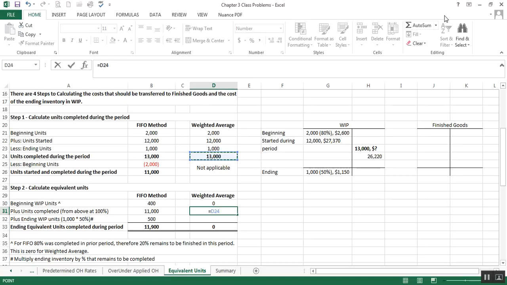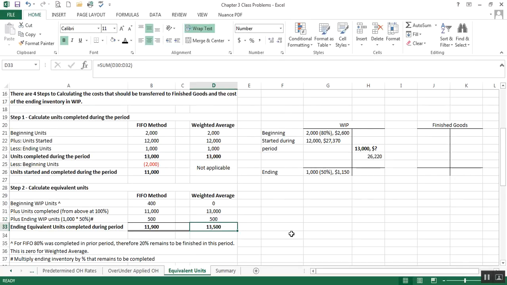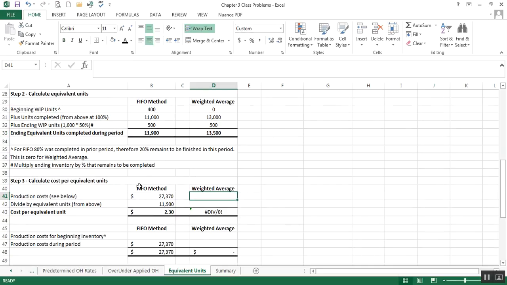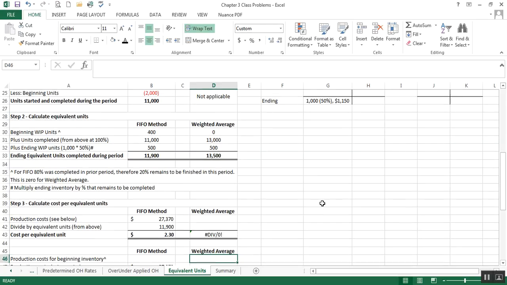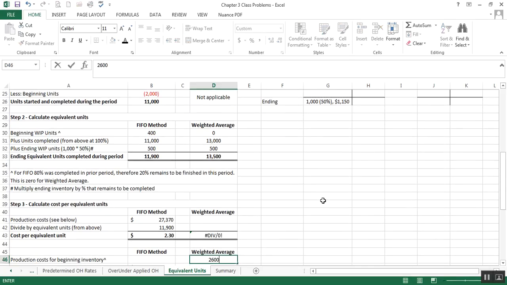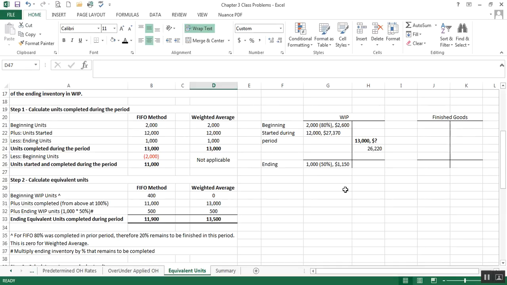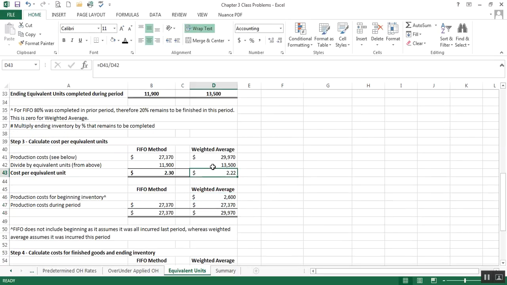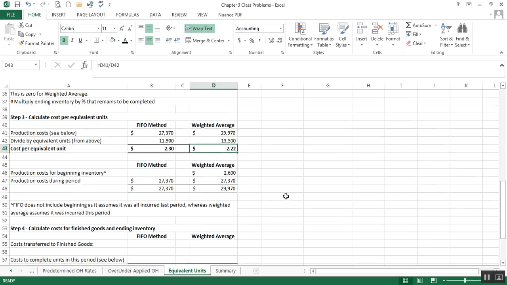Then we're going to use our 13,000 units that we calculated above. And it's going to be the same thing here, 1,000 ending times 50%, to give us an equivalent unit of 13,500. Okay? We move on to step 3, calculate the cost per equivalent unit. We're going to take all of our costs. So it's going to be the 2,600 because we assume that we did it all this period, plus the 27,370 gives us 29,970. And then we take the equivalent units from above and we get a cost per equivalent unit of 2.22.